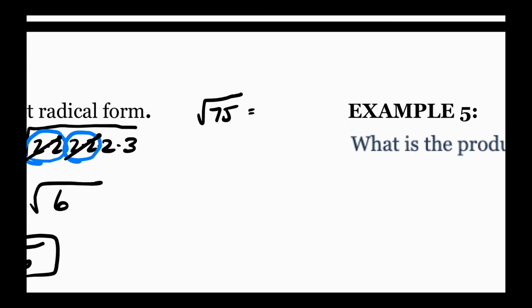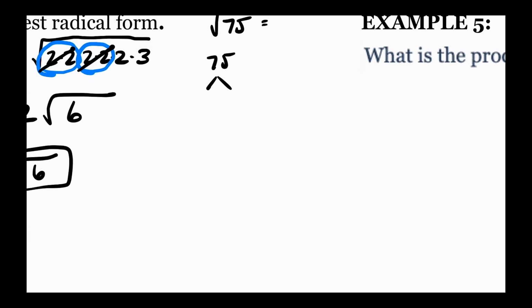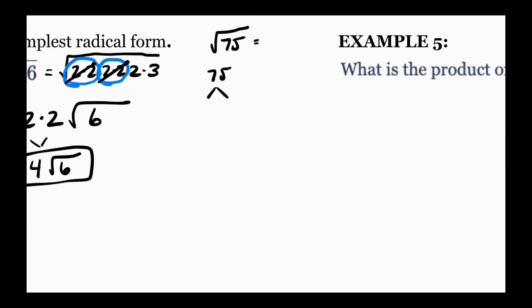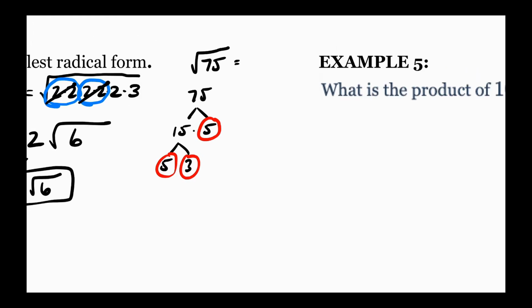75 breaks down to either 25 and 3 or 15 and 5. Either one will work. So if you do 15 and 5, that's a 5 right there. 5 can't be broken down anymore. And then 5 and 3 can't be broken down anymore. So either way, 75 is 5 times 5 times 3.